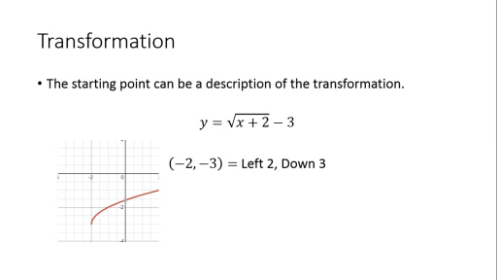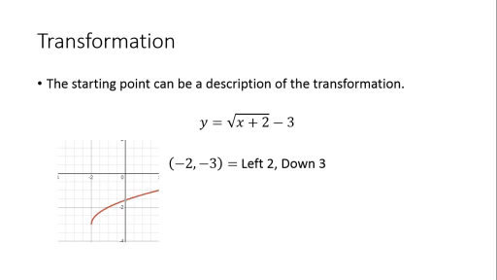So it's telling us, again, the starting point of our transformations. So if we have y is equal to the square root of x plus 2 minus 3, we end up having a transformation of negative 2, negative 3, because you always take the opposite of whatever it is on the inside of the x. So if it's plus 2, it's going to be minus 2. So that means we're going to move to the left 2 because it's negative 2, and we're going to move down 3 because it's negative 3 for the y. So the x tells you left, right, y tells you up, down. Positives are right and up, negatives are left and down.